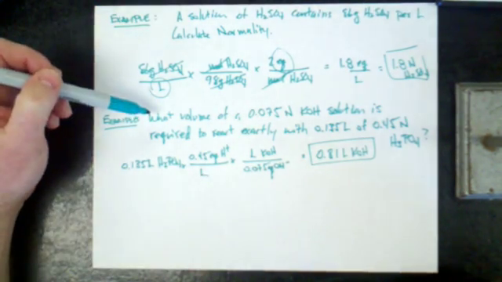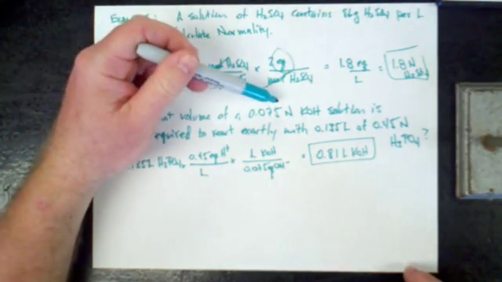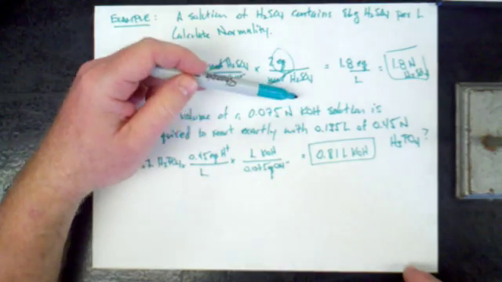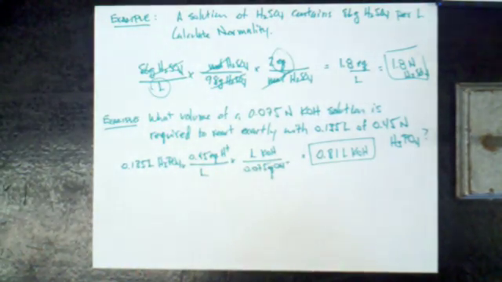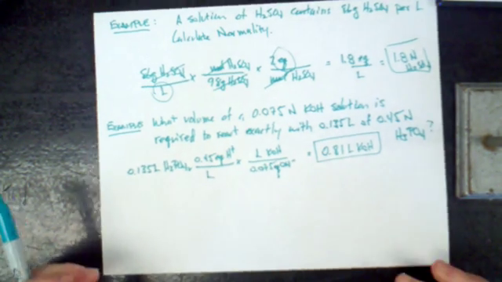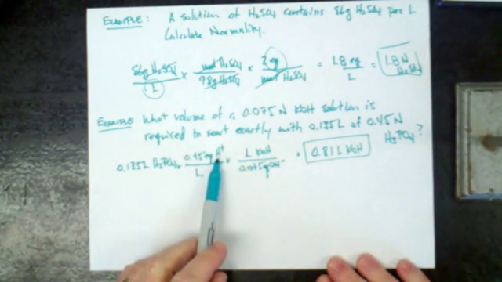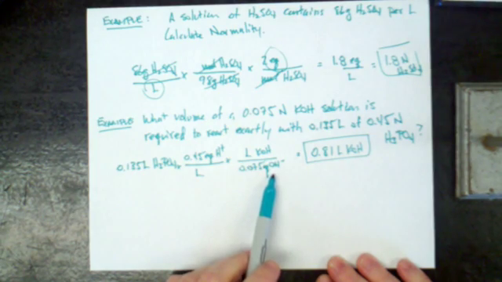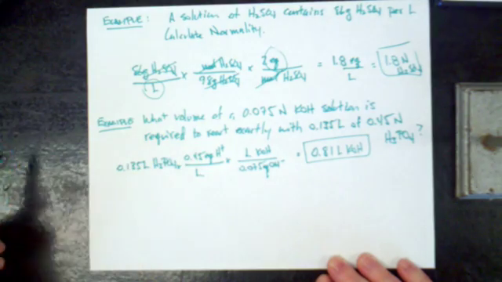Another example, a stoichiometry problem. What volume of 0.075 normal potassium hydroxide solution is required to react exactly with 0.135 liters of 0.545 normal phosphoric acid? Now, the cool thing about this is if you're using normality, you don't have to write the equation, because one equivalent of hydrogen ions is going to react with one equivalent of hydroxide ions. So we don't have to look at molar ratios.